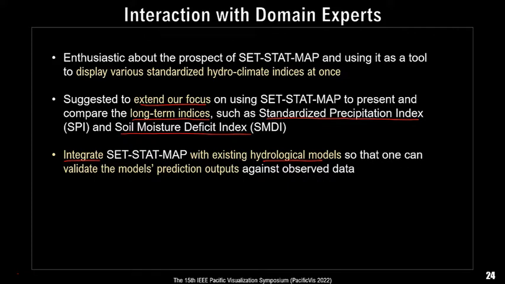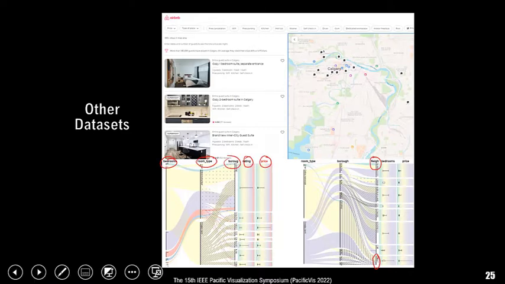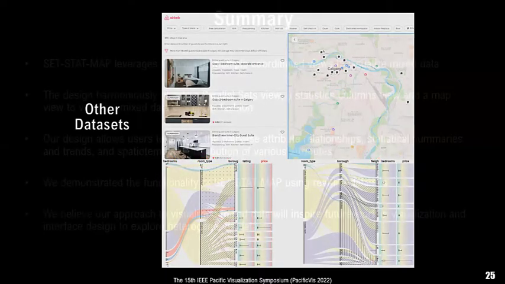Although in our current paper, we mainly focused on meteorological dataset, we also examined what happens if we use it for other datasets. For example, we used a vacation rental dataset from Airbnb, and we also found this to be useful in the case studies with graduate students.